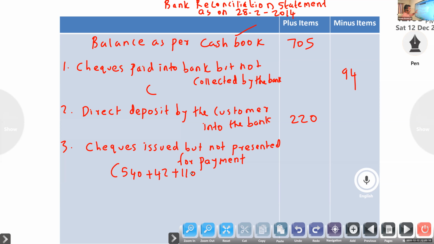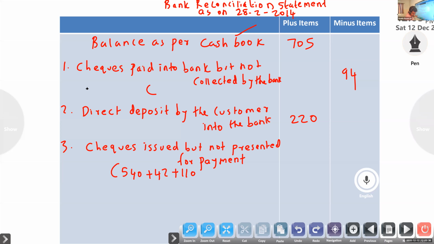So this one payment, if payment side it is there, but not in the passbook, means check issued. Clear? But receipt side, it is there, cash book debit side is there, not in the passbook, means check paid into bank. Here check issued only. So 300, 110.